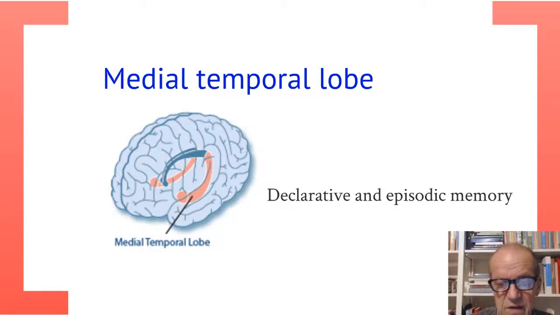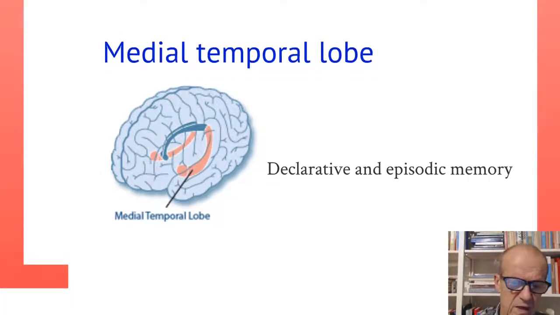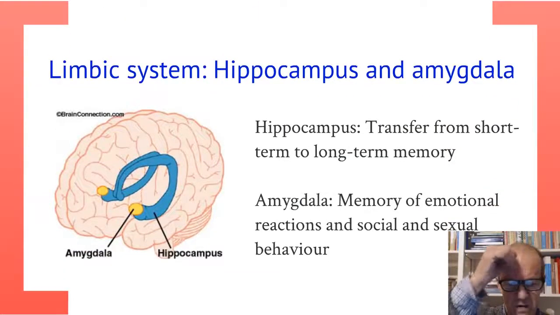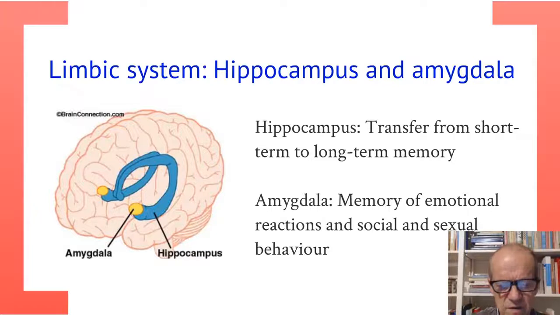So these functions are located in the medial temporal lobe, and then in the limbic system beneath. We have 2 important organs, the hippocampus, which is very important as a center for transfer from short-term to long-term memory, as we have discussed, and also the amygdala, as a memory of emotional reactions and social and sexual behavior. These are quite closely related.